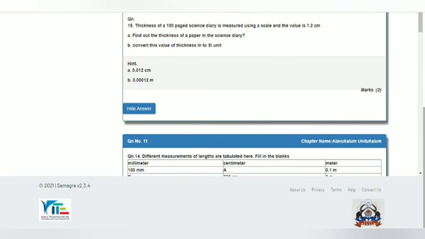In this question, the thickness of 100 pages of a science diary is measured using a scale and the value is 1.2 centimeter. Find the thickness of a paper. We have to divide 1.2 by 100, the number of pages, so we get 0.012 centimeter. In the same way, convert this value into the SI unit. The SI unit is meter, so this centimeter has to be converted into meter. For that, divide this answer by 100.